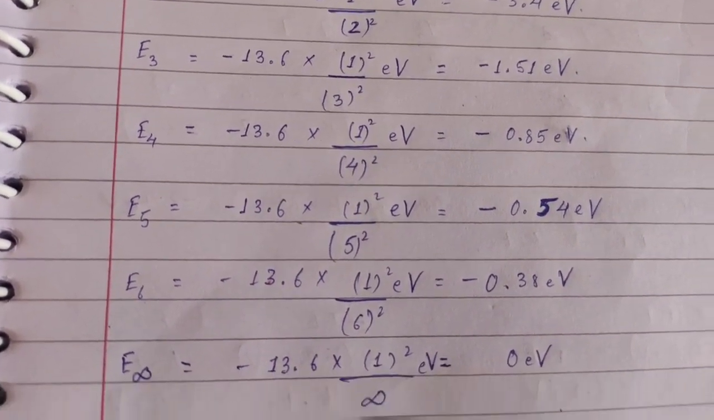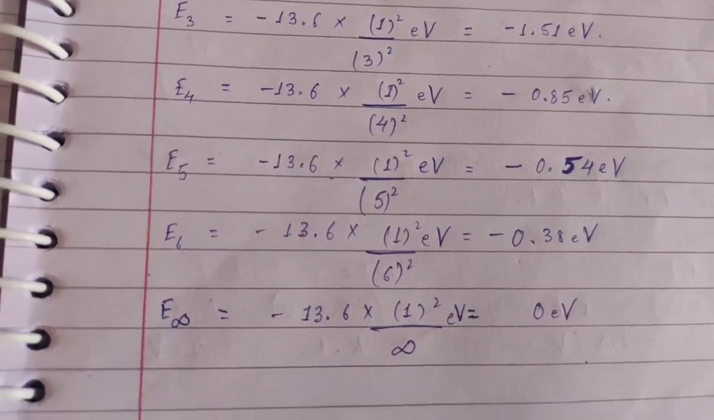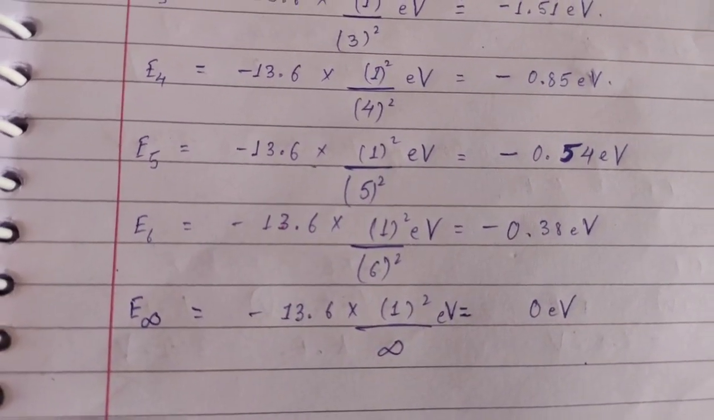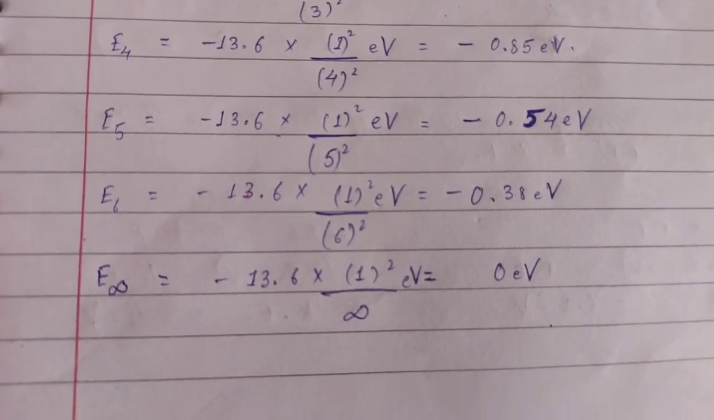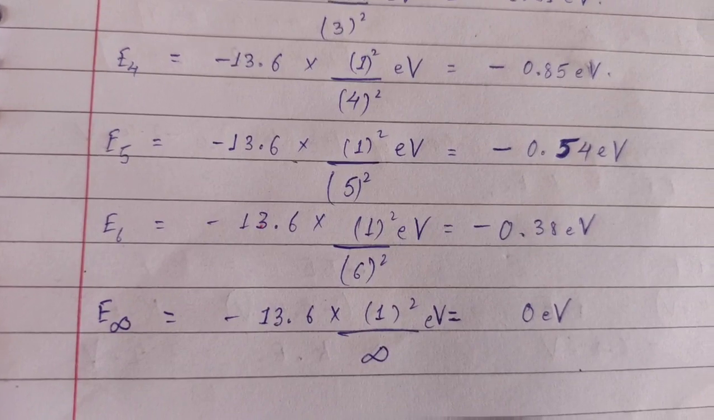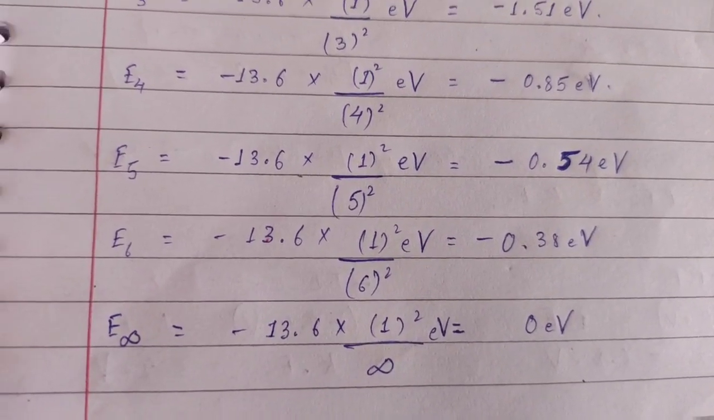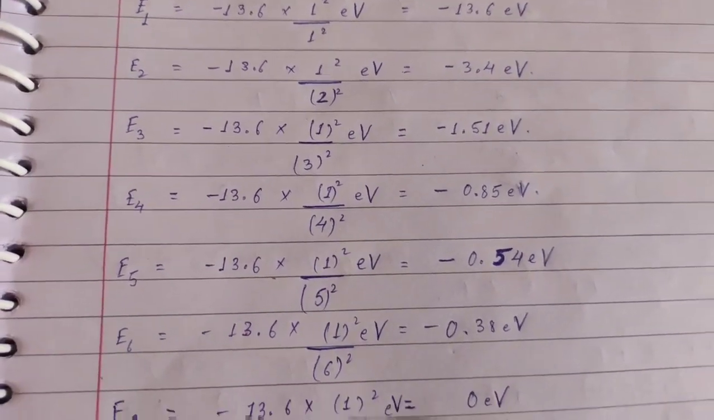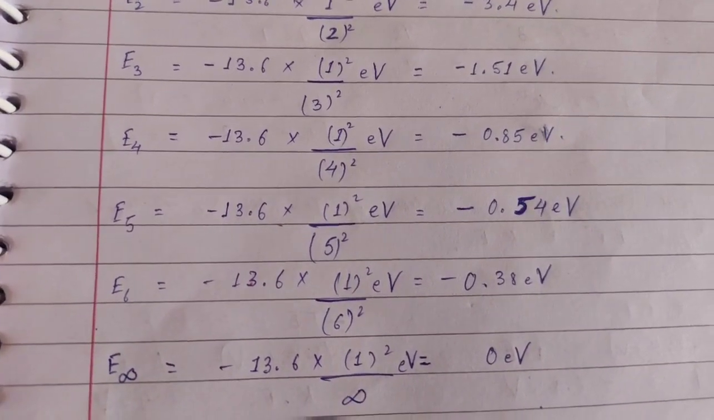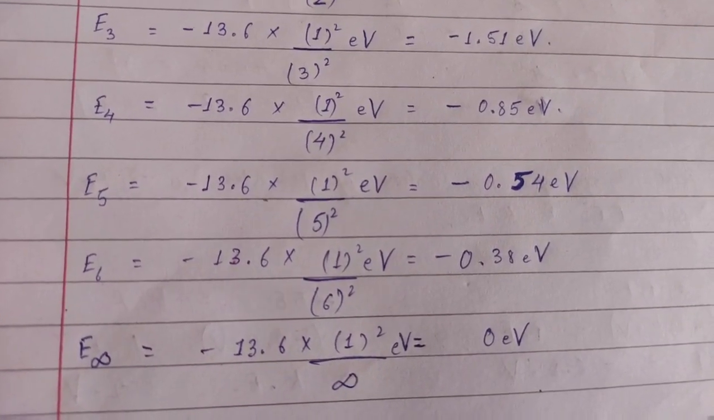Okay, now when it is in the infinite orbit, it is 0 electron volt, because for infinity, 1 upon n square is 1 upon infinity, which is 0. So 0 into minus 13.6 into 1 square gives us 0 only. You must remember all these values of energies of electrons of the hydrogen atom. This will help you in fast calculations.